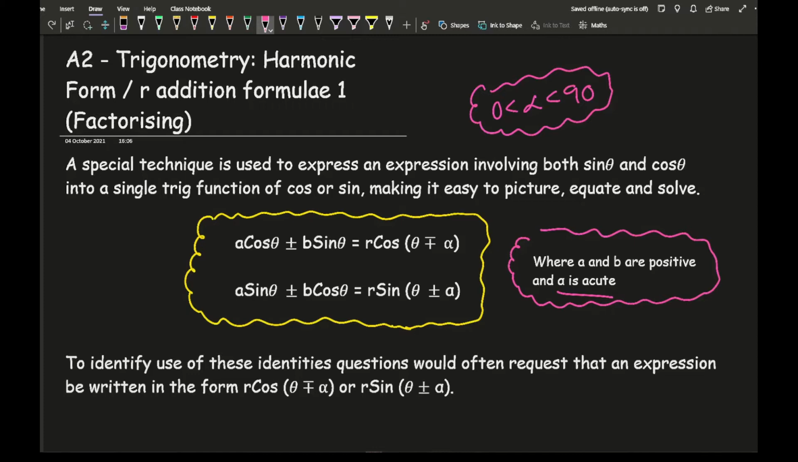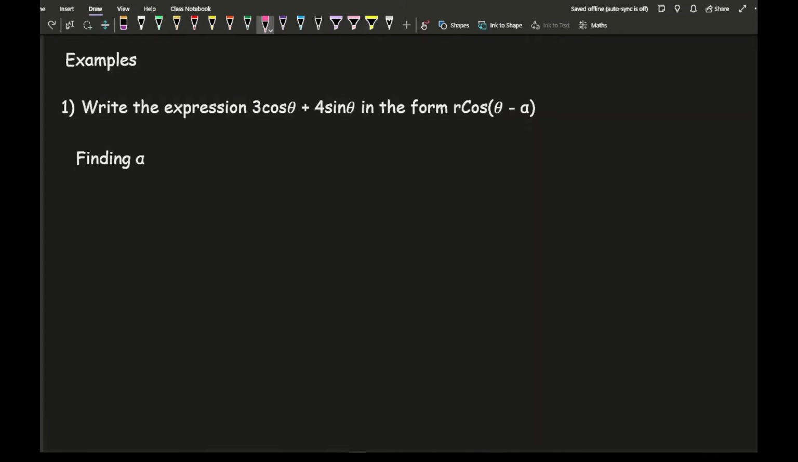Now, these identity questions will often request that an expression be written in either of those forms. So you may be thinking to yourself, well, hang on a second, how do I know which of these trig identities or R addition formulae to use? Well, it will always specify that in the question, so fear not. So let's have a look at what a typical question would look like. A typical question would read: write the expression 3 cos theta plus 4 sine theta in the form r cos of theta minus alpha.